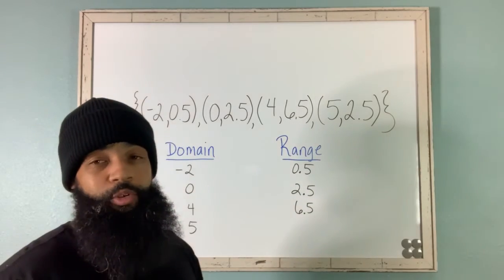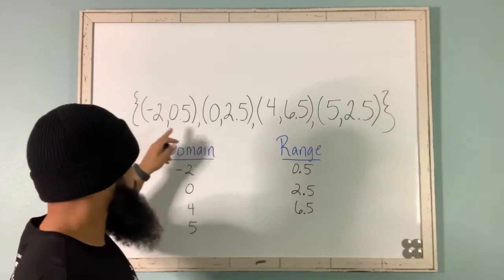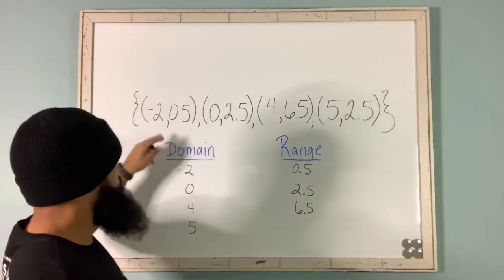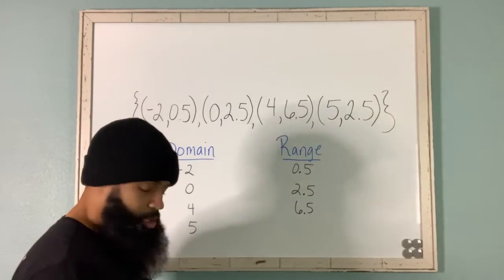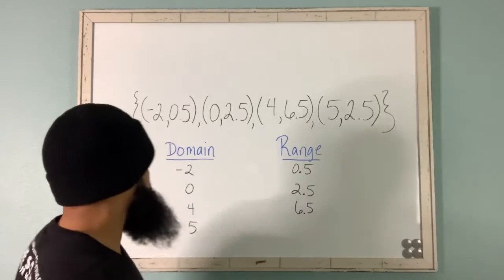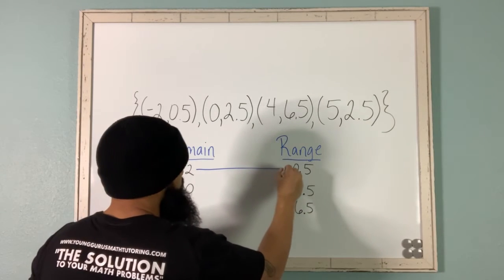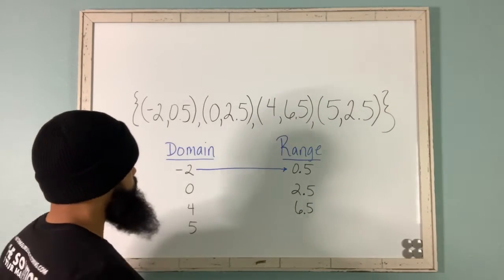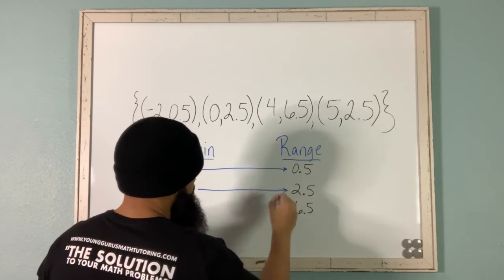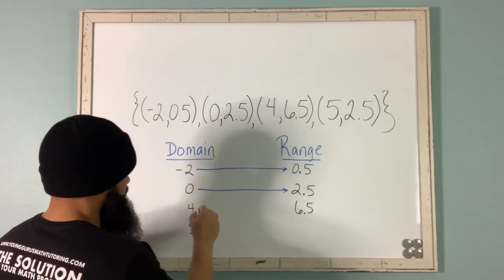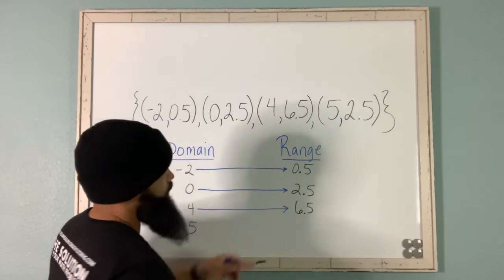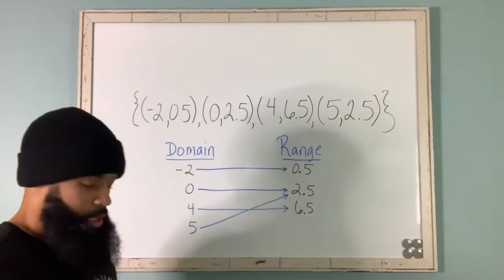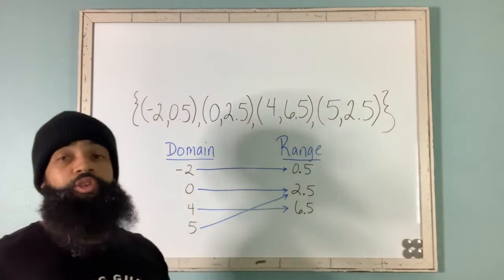So, a mapping diagram, I'm going to map each x value with its corresponding y value. So remember, x is the domain, y is the range. So in the ordered pair -2, 0.5, I'm simply going to draw a line from -2 to 0.5. You can draw an arrow or a line, it doesn't matter. Then we have 0, 2.5. We have 4, 6.5. And then we have 5, 2.5 as well. Now, notice that 2.5 in the range has 2 arrows going to it.